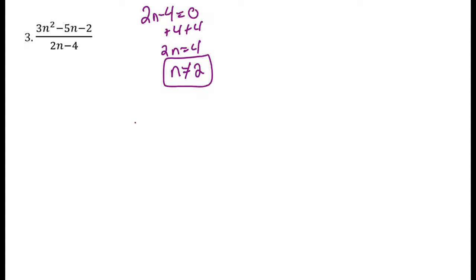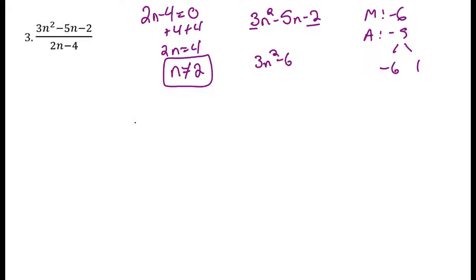Well, the numerator, it's a trinomial whose leading coefficient's not 1, so on the side here I'm going to run through the AC method quickly. What multiplies to a times c? What multiplies to negative 6 that adds to negative 5? That's negative 6 and positive 1. So 3n squared minus 6n plus 1n minus 2. Group it. I can take out a 3n. I'm left with n minus 2.